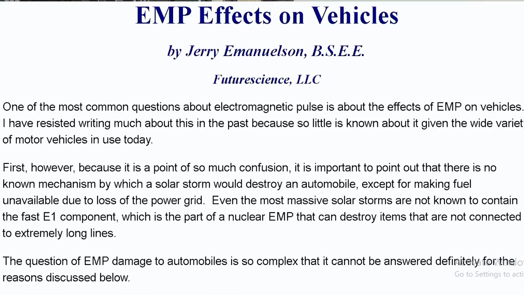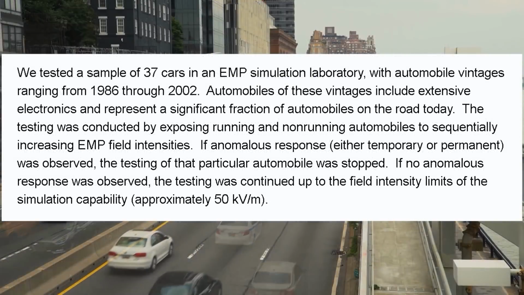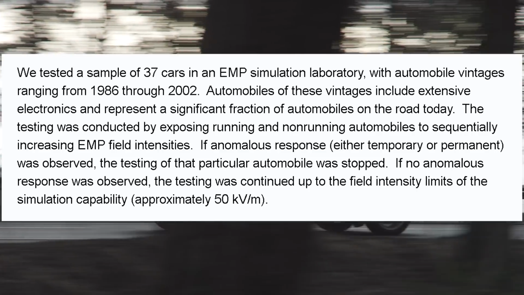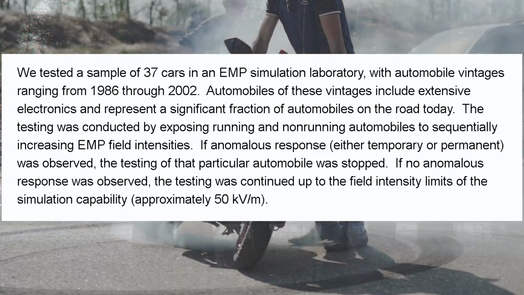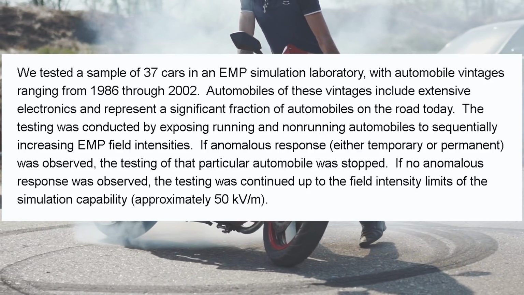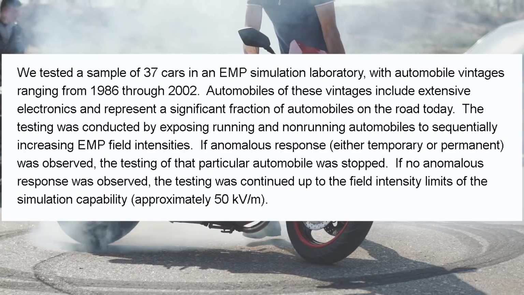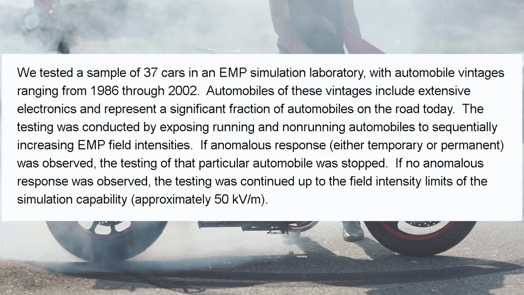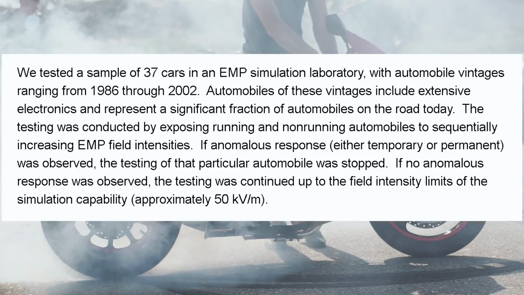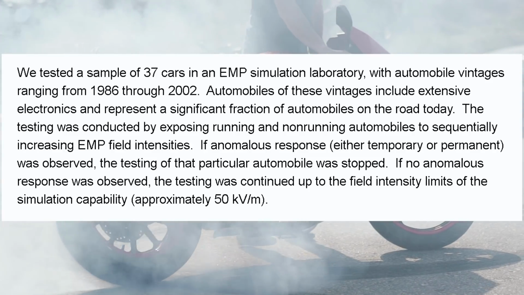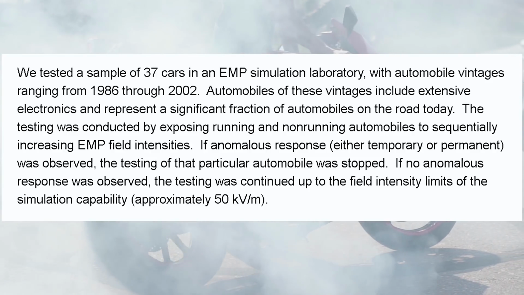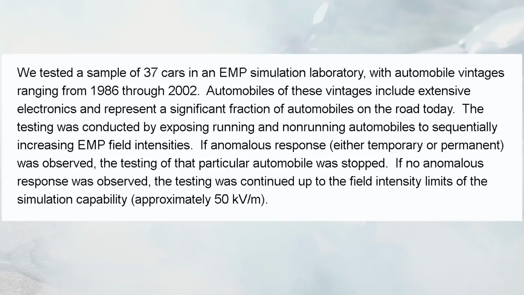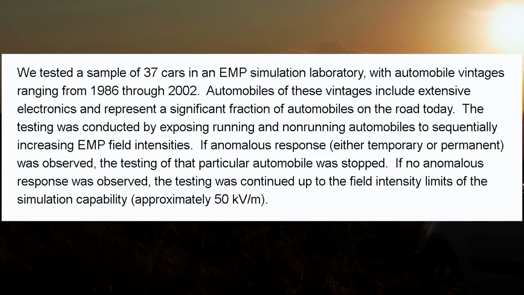We tested a sample of 37 cars in an EMP simulation laboratory with automobile vintages ranging from 1986 through 2002. Automobiles of these vintages include extensive electronics and represent a significant fraction of autos on the road today. The testing was conducted by exposing running and non-running automobiles to sequentially increasing EMP field intensities. If anomalous response, either temporary or permanent, was observed, the testing of that particular automobile was stopped. If no response was observed, the testing was continued up to the field intensity limits of the simulation capability, which was approximately 50 kilovolts per meter.